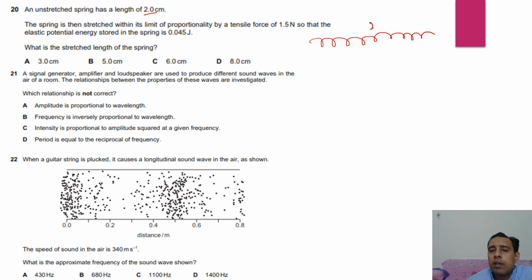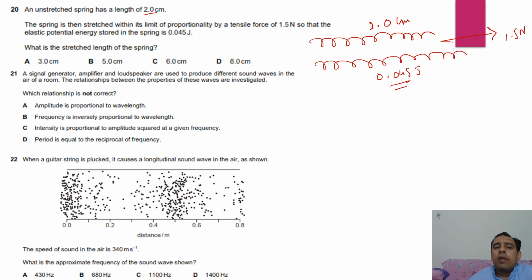Original length is 2 cm. The spring is then stretched within the elastic limit by applying some force on it. The force is 1.5 Newton. The elastic potential energy stored in the spring is 0.045 joules. What is the stretched length of the spring?